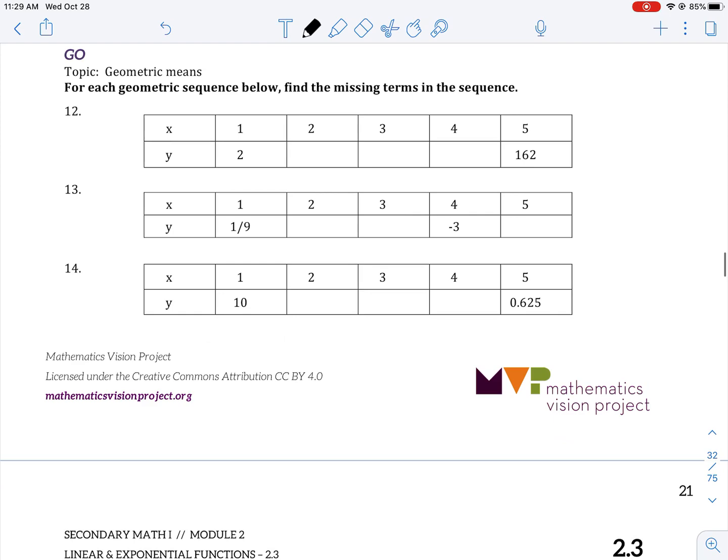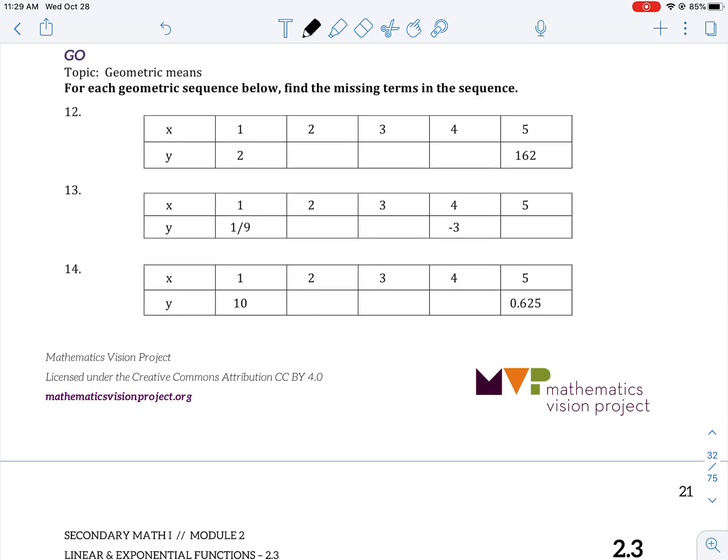And finally, the go. Geometric means. For each geometric sequence below, find the missing terms in the sequence. So this is exactly like what we saw in module 1. We're just reviewing it. So we're going to take 162 and we're going to figure out how many carets there are. 1, 2, 3, 4. We're going to divide it by 2 because that was the start.